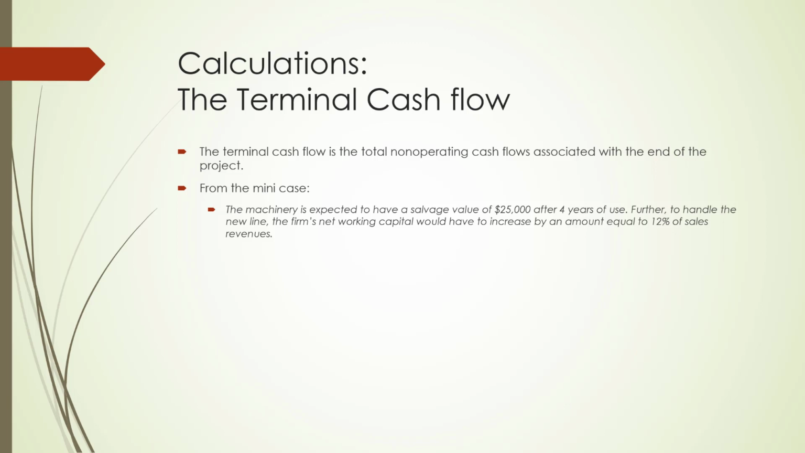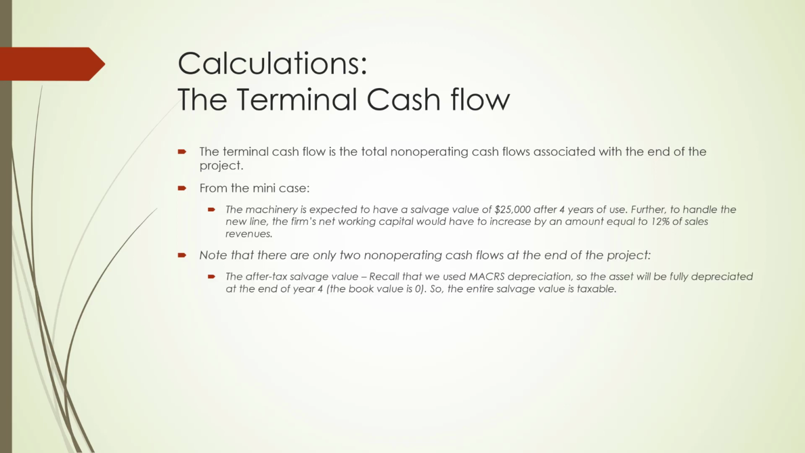So from the mini case, it said that the machinery is expected to have a salvage value of $25,000 after 4 years of use. Further, to handle the new line, the firm's net working capital would have to increase by an amount equal to 12% of sales revenues. We already talked about that. But remember, in the terminal cash flow, we're going to recover all of those investments. That would be the $30,000 plus the $900 plus the $927 plus whatever the last year was. So we have 2 non-operating cash flows at the end of the project.